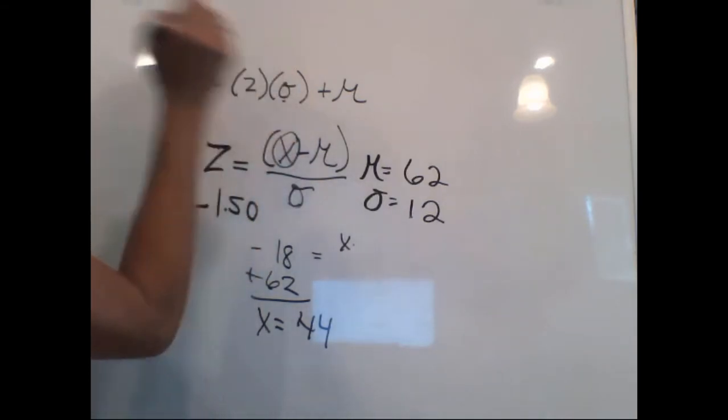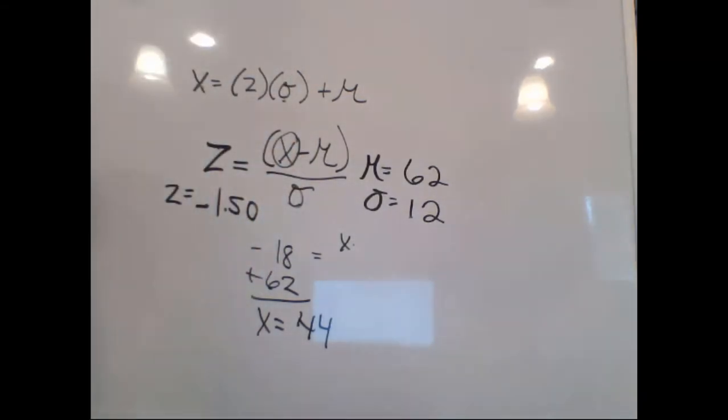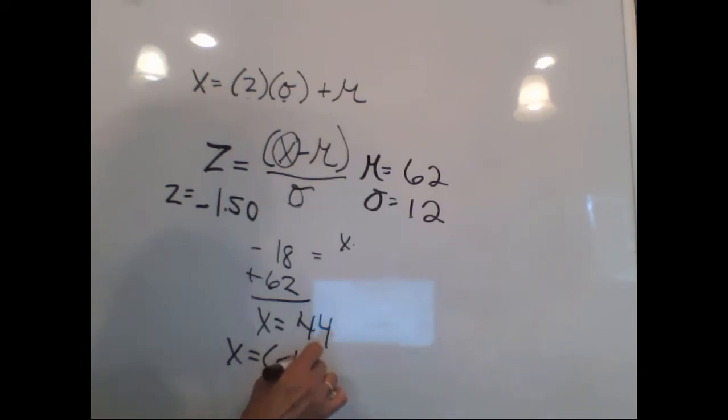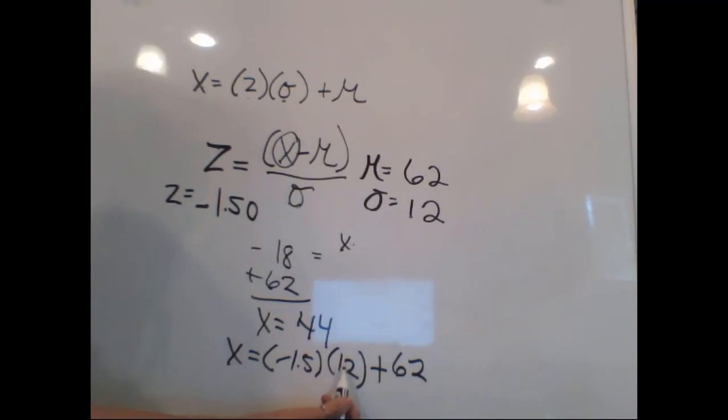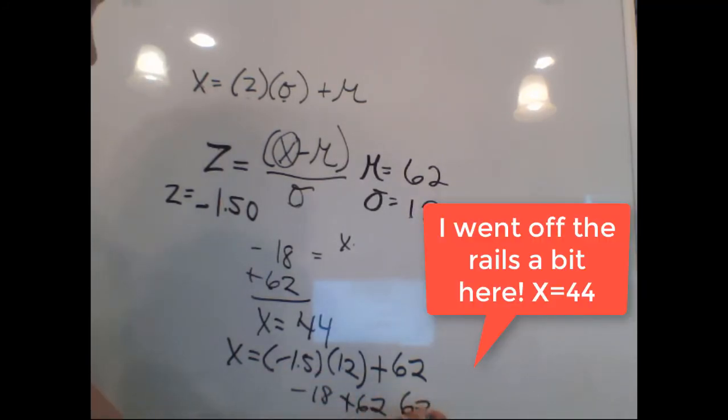So let's check it out here and see if it worked. We have x, which we don't know. We have the z of negative 1.5. We have the standard deviation of 12, and we have a mean of 62. So again, negative 1.5 times 12 gives us a negative 18, and negative 18 plus 62. So basically you're saying 62 minus 18 gives us 44. So our x is 44.